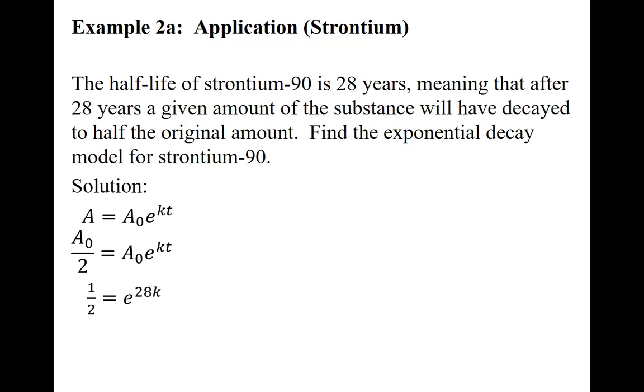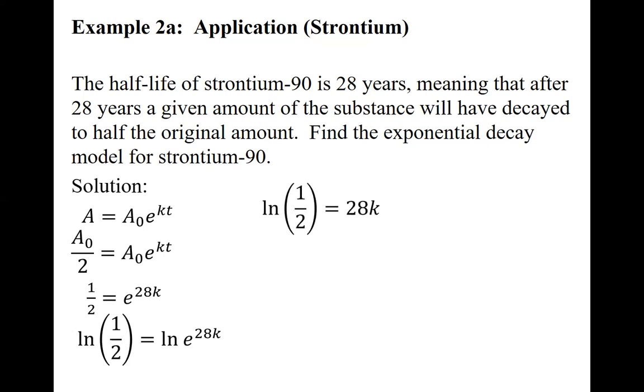We have an e by itself, so let's take the natural log of both sides. Natural log of 1/2 would equal 28k. Divide both sides by 28. There's our k. There's our decay constant. But we'd like a number. So we put that in the calculator, and we get approximately negative 0.0248. We knew it would be negative because we're dealing with decay.